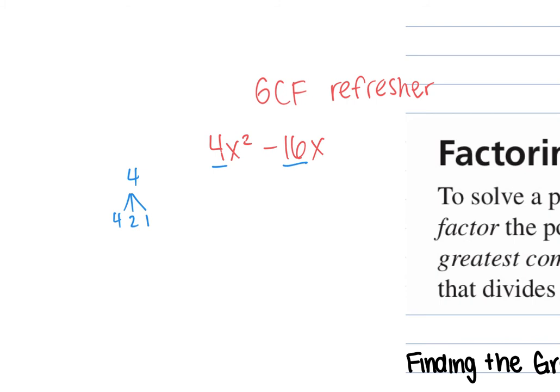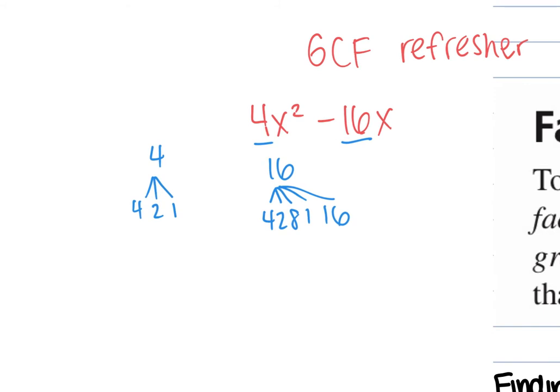Then 16, what are all of the factors of 16? 4, 2, 8, 1. There's one more: 16. Because 1 times 16 gives me 16, 2 times 8 gives me 16, and 4 times 4 gives me 16. You guys see that? Now, between the two of them, what is the greatest factor that they have in common? 4. So circle the 4.